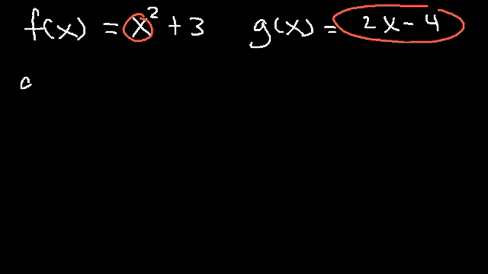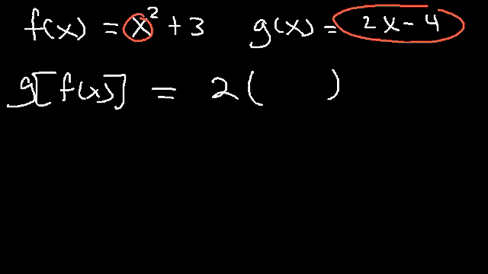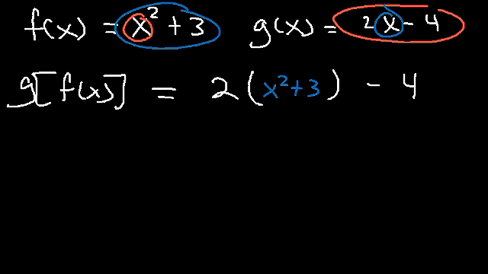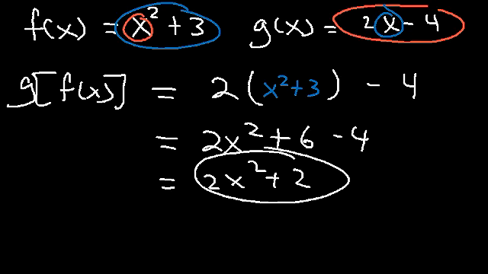Now what about g of f of x? So this time, we want to take f and insert it into g. So let's begin by writing the function for g. But don't plug in anything into x. So we're going to replace x with x squared plus 3. So all we need to do right now is distribute the 2. 2 times x squared is 2x squared. 2 times 3 is 6. And 6 minus 4 is 2. So this is the composite function.